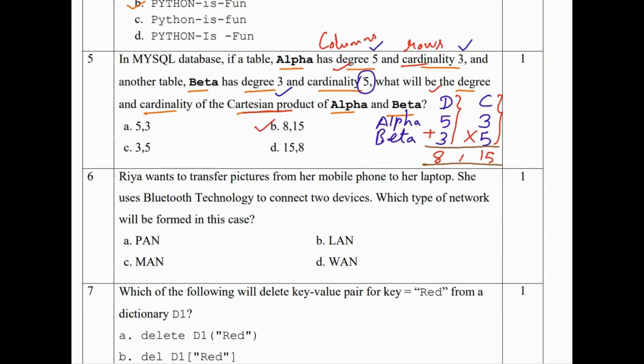Understand? So you should think practically. Whenever we are making the Cartesian product in our database, the degrees will be added. Degrees means the columns, so the columns will be added one after the other. The cardinality means the rows, so the rows will be multiplied. Suppose column A has 3 rows and column B has 2 rows, then what is the cardinality of the Cartesian product? 3 twos are 6. Likewise, you should think practically and attend these types of questions. These are very easy questions.